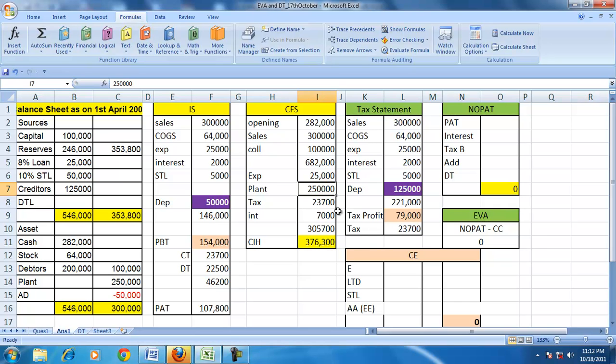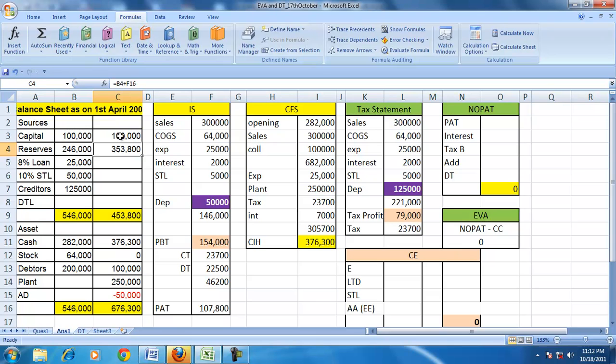Plant is 250,000. Tax is 23,000. Interest is 7,000. So cash in hand is 376,000. So cash in hand will appear on the balance sheet. The entire stock has been sold off, so no stock anymore.